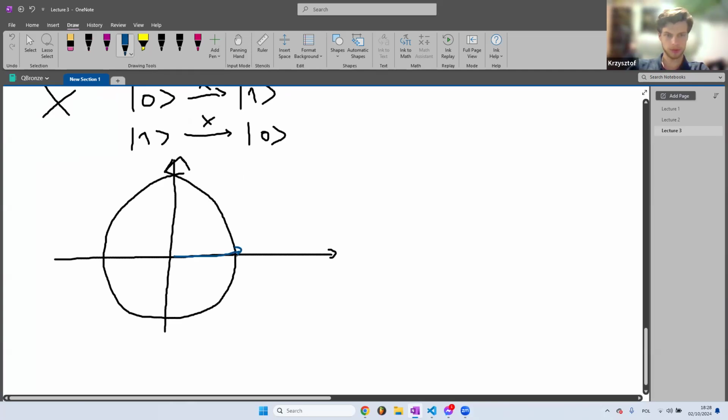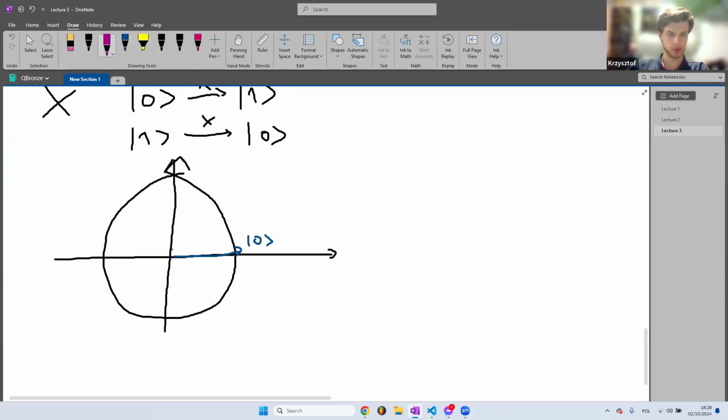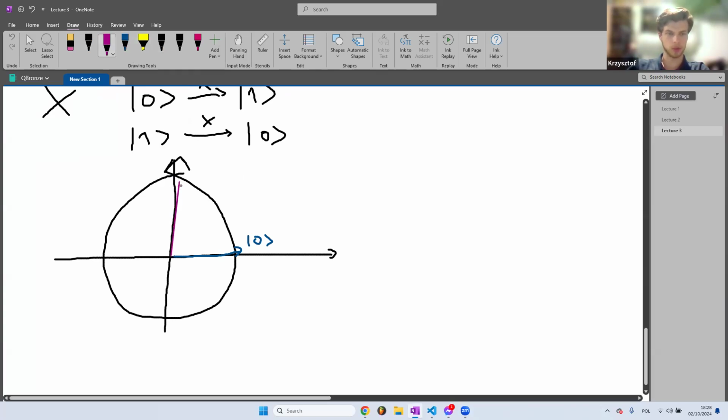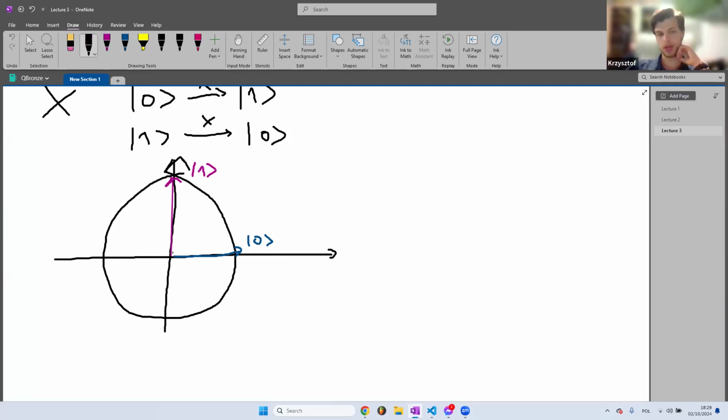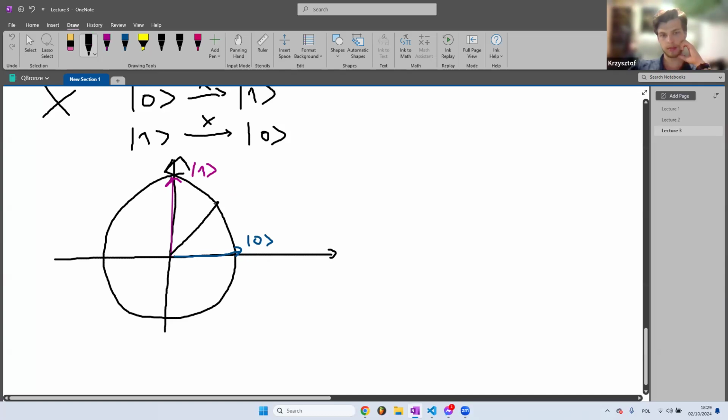So we have 0, and this gets transformed to 1. And we have also 1 that gets transformed to 0. But maybe it's not very obvious now whether it's a reflection or rotation. So maybe we can try adding more states. For example, let's try to get the plus state.